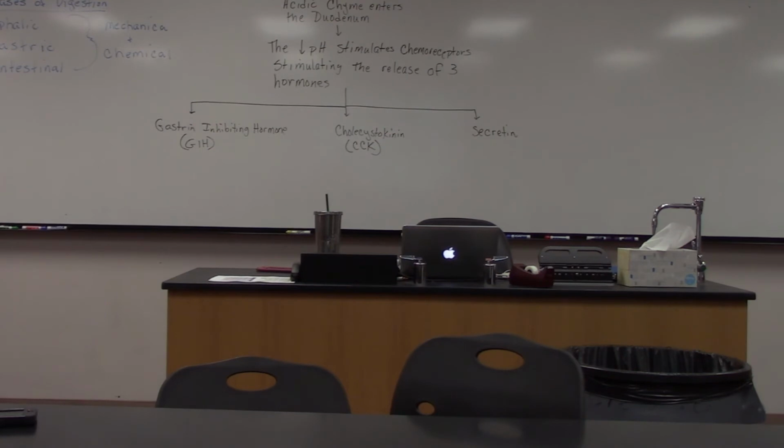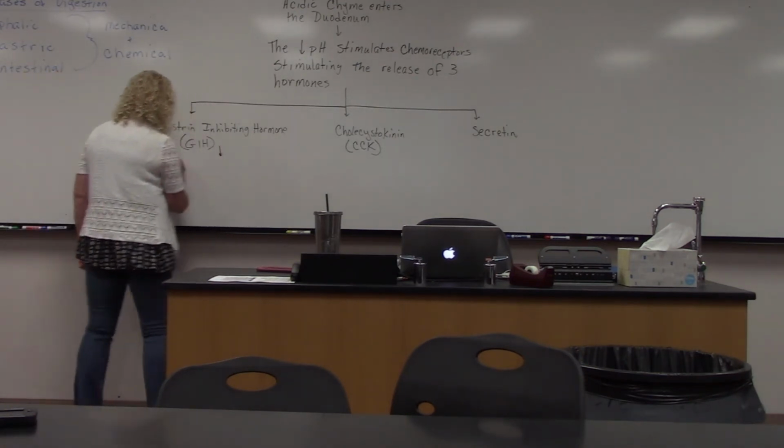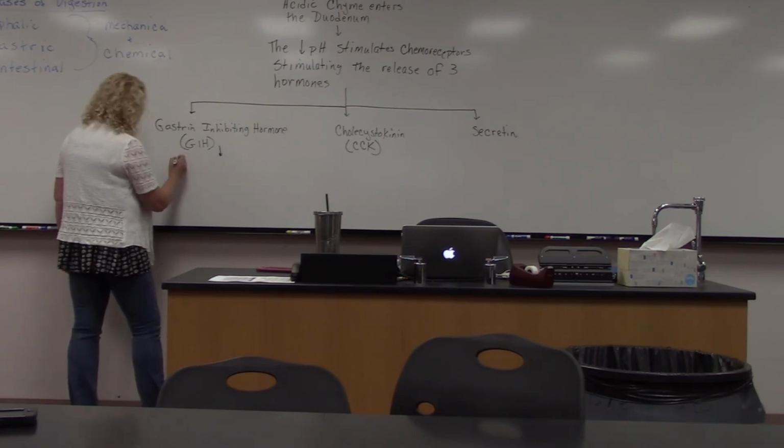Now gastrin-inhibiting hormone does exactly what its name says. It's going to inhibit gastrin secretion. In the stomach or in the intestine? In the stomach.